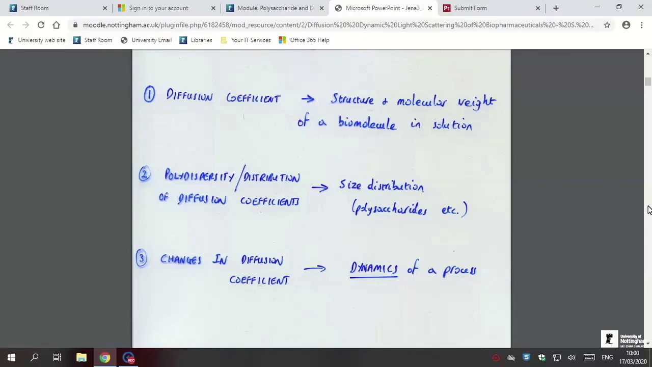You can follow changes in size. You can follow bacteria as they grow or as they are destroyed. You can follow the self-assembly of macromolecules, but on a time course of seconds, minutes, hours, not microseconds or picoseconds. It can't cope with that, but seconds, minutes, hours, days. And it's also used for looking at crystallization of proteins.